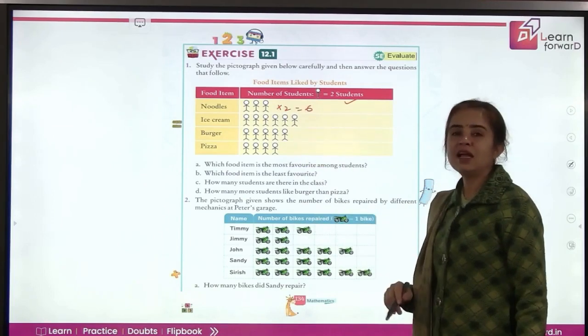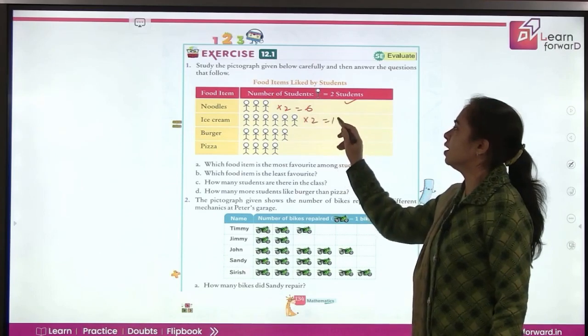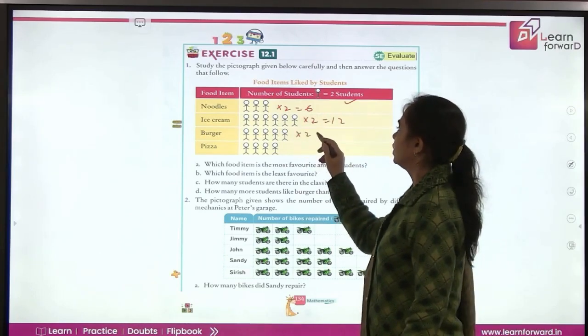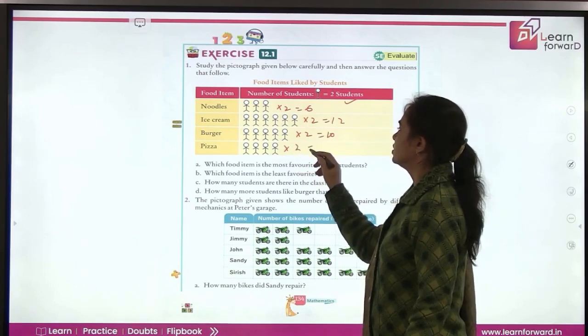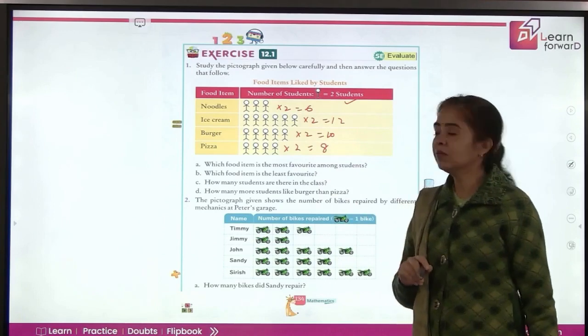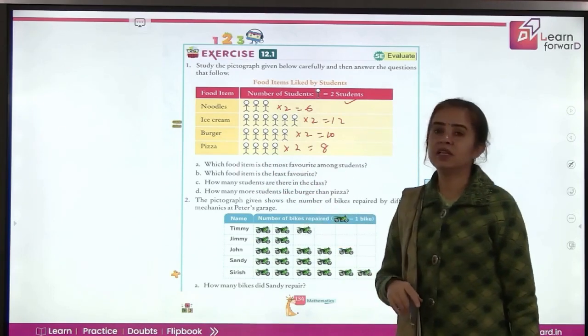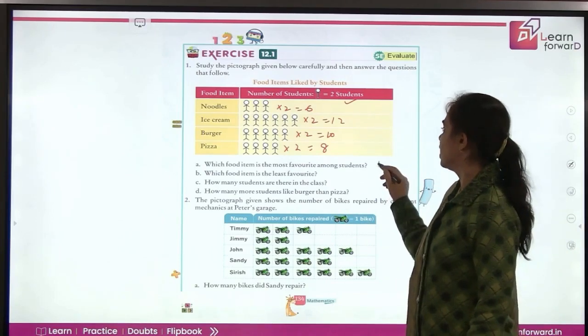How many like ice cream? Good. So, this is 6 times 2, which is 12. How many like burger? 5 times 2 is 10. Perfect. And how many like pizza? 4 times 2 is 8. Right? So, let's move to the questions. Which food item is the most favorite? That means the maximum number of students like it. So, that is ice cream.